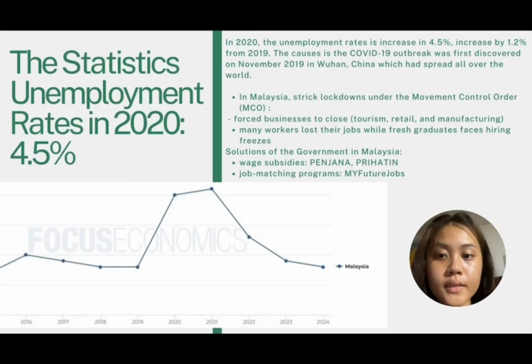Now I will talk about the statistics of unemployment rates from 2020 until 2024. In 2020, the unemployment rate increased to 4.5%, an increase of 1.2% from 2019.